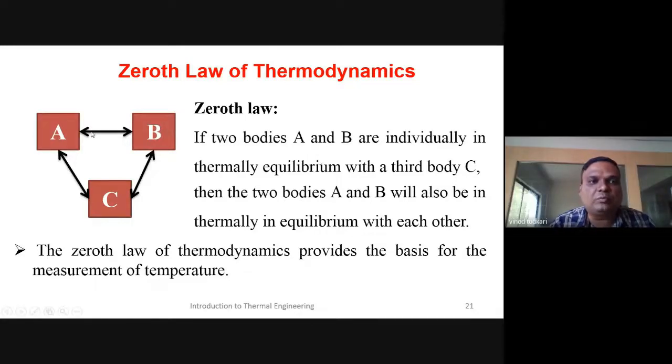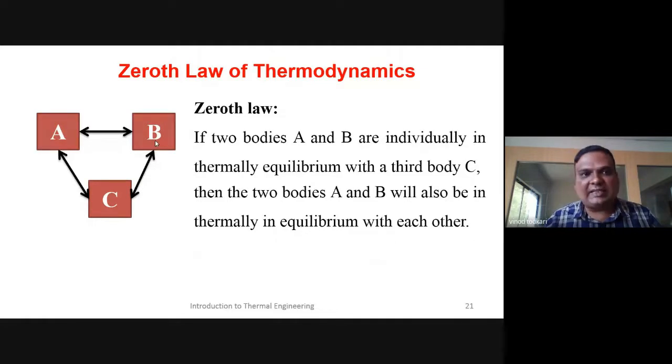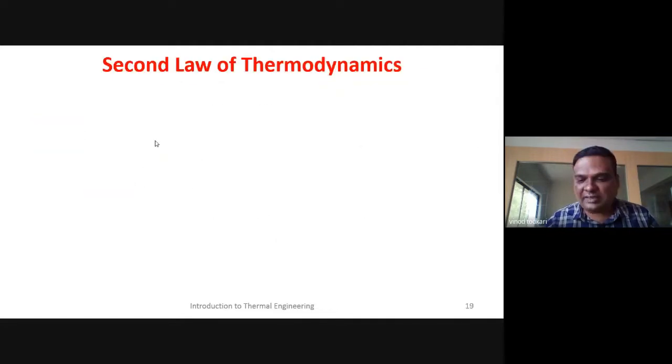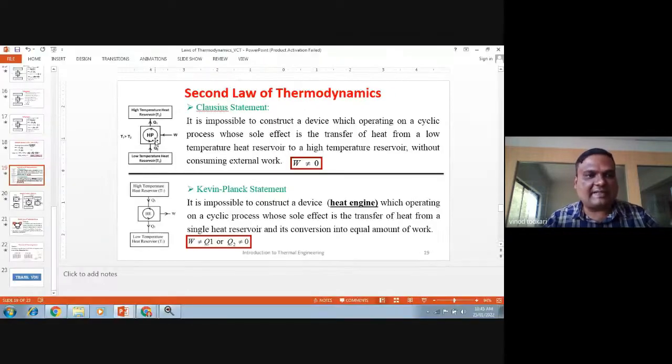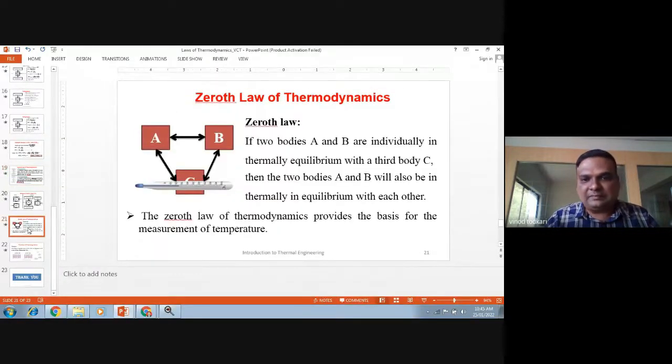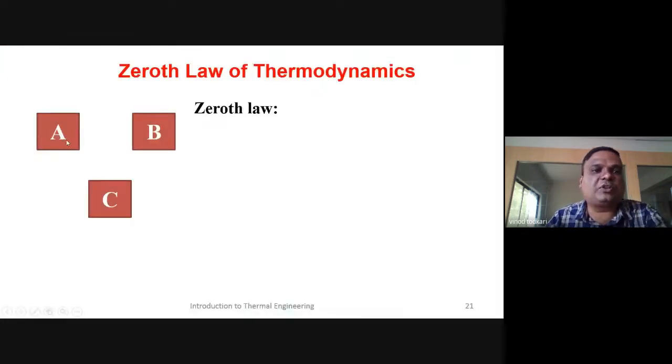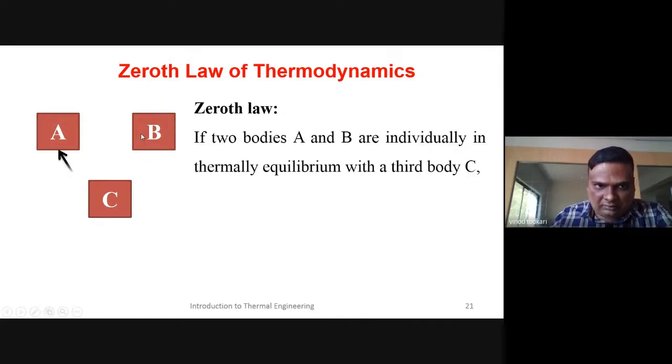See, if two bodies are separately in thermal equilibrium with a third body, then we can say that the two bodies are in thermal equilibrium with each other. For example, let's say there are two bodies. This is body A, this is body B. A is in thermal equilibrium with body C and B is also in thermal equilibrium with body C.